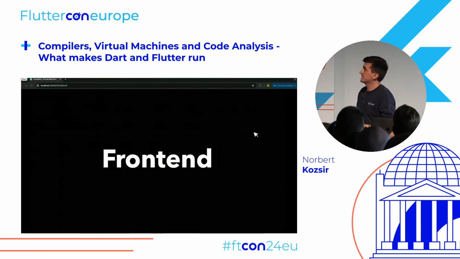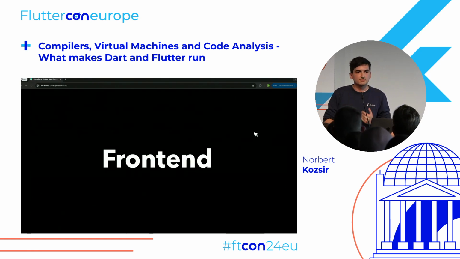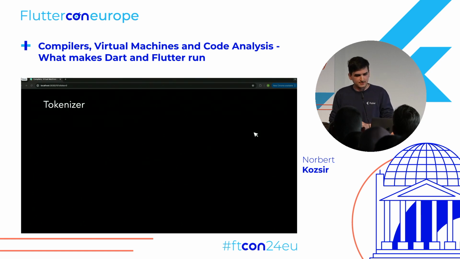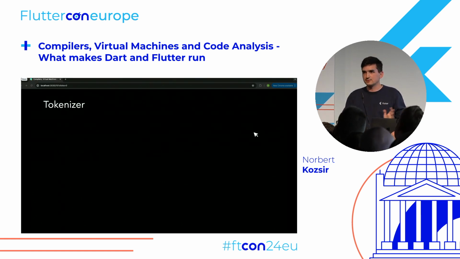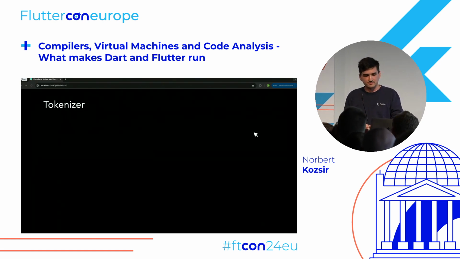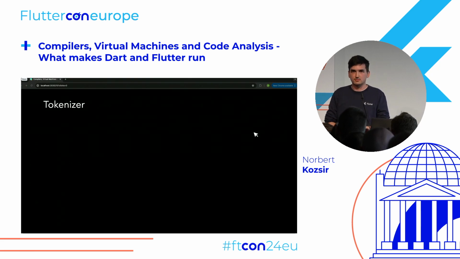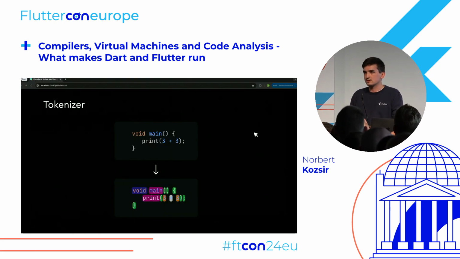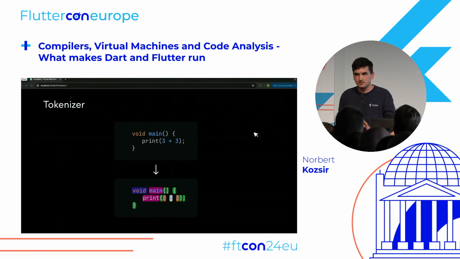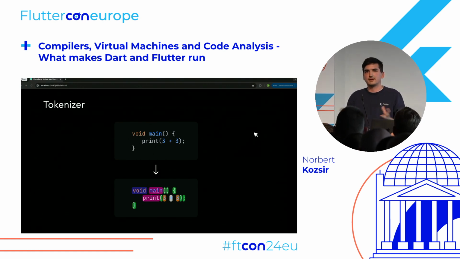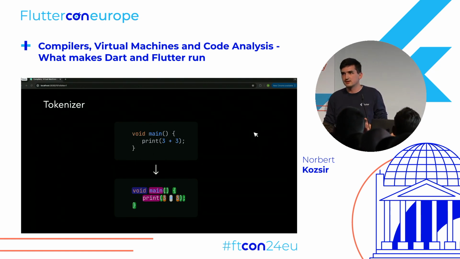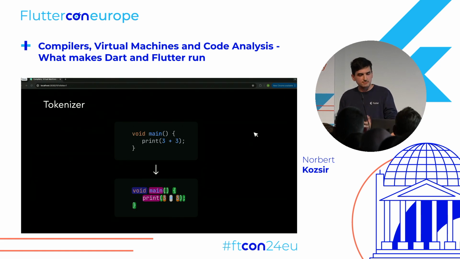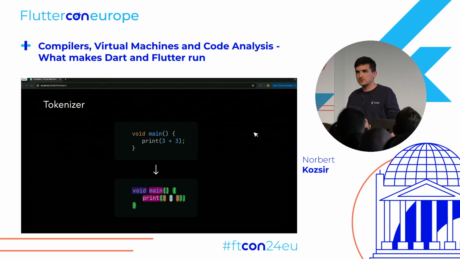Before we go to the backend, let's see what responsibilities the frontend has. If you've spent a bit of time with compilers before, you probably know these steps. The first part usually in a compiler, and what is also being done in Dart, is tokenization. You have a very messy structure where it's just characters and it's hard to work with. So the first step is to simplify it by mapping the string into tokens.